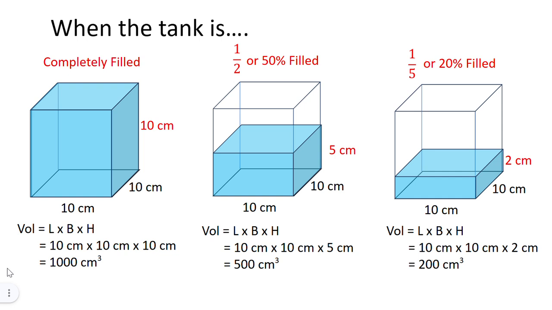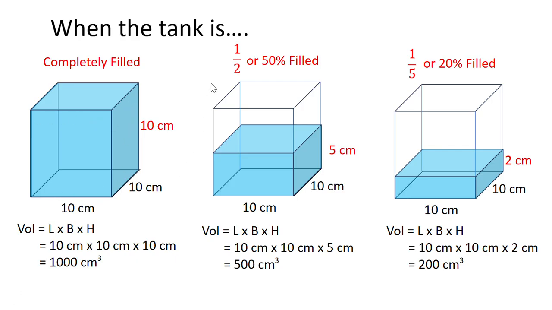Okay, next. So what is the meaning when the question says the tank is completely filled, 50% filled, or 1/5 filled? Okay, so you need to understand this concept. So number one, let's assume that we have a tank that is completely filled. The dimension of this tank is 10 centimeter by 10 centimeter by 10 centimeter. So when this tank is completely filled with water, it simply means that inside this cube, it contains 1000 centimeter cube of water, because it's completely filled. That means it's totally filled.